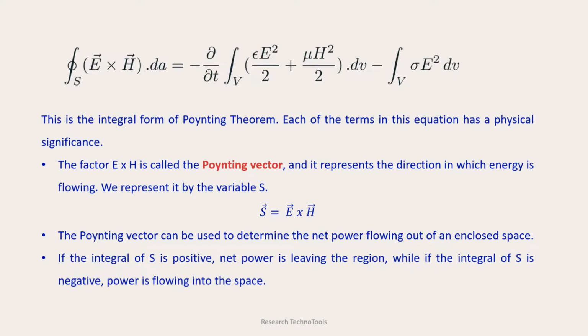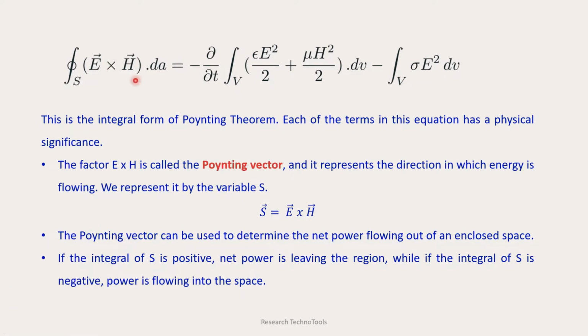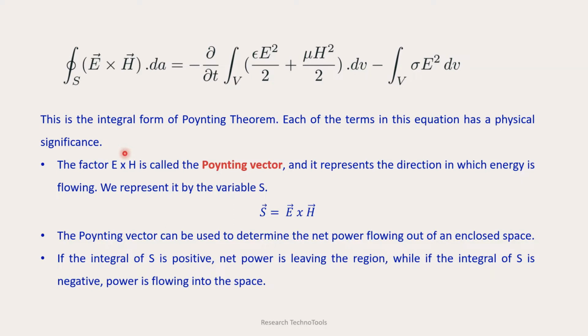So here, I will use the pointer. The left hand side, where we have written E vector cross H vector, represents our Poynting vector. So the surface integral of the Poynting vector represents the direction as well as the flow of the power from the closed surface.